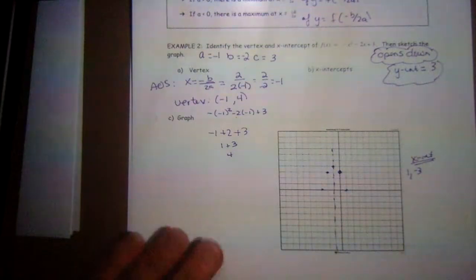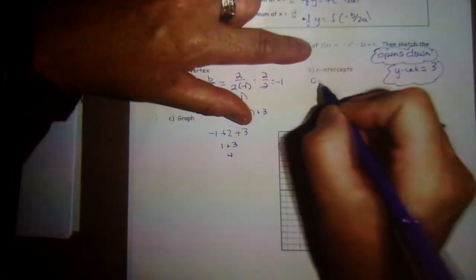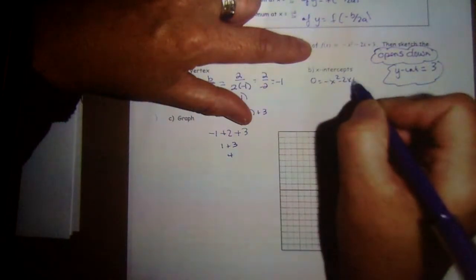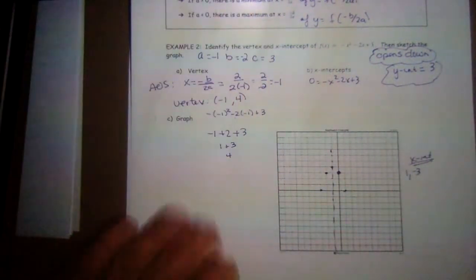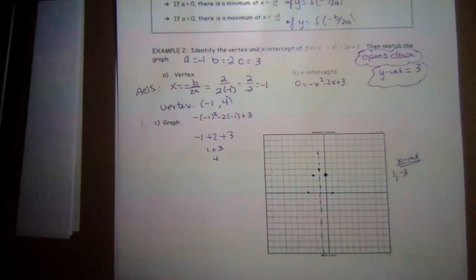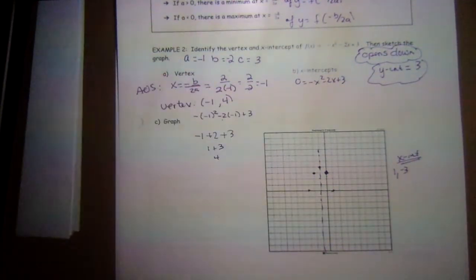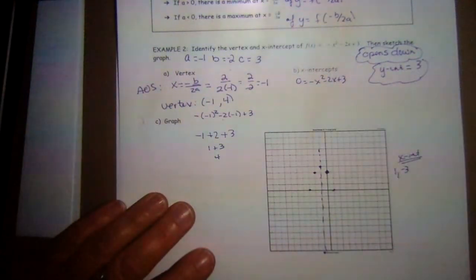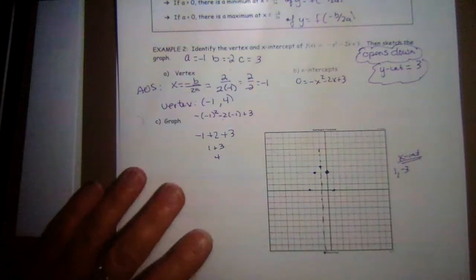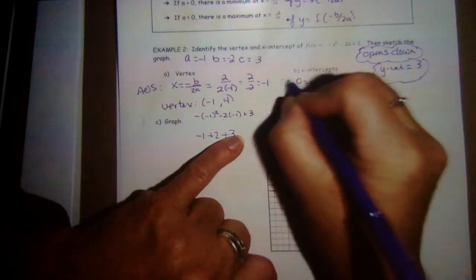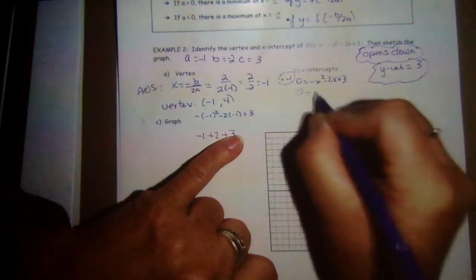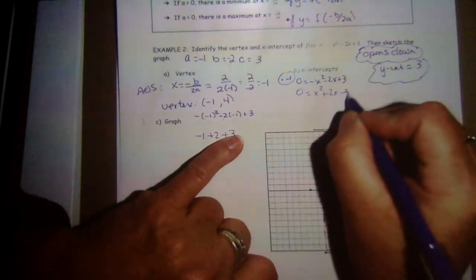Let's prove it mathematically. We find our x-intercepts by setting our function equal to 0. How do I factor that? You can do 3 things. You can multiply everything by negative 1. You can factor out a negative 1, or you can take everything over to the other side. What matters is getting that x squared positive. So if I multiply everything by negative 1, then 0 equals x squared plus 2x minus 3.